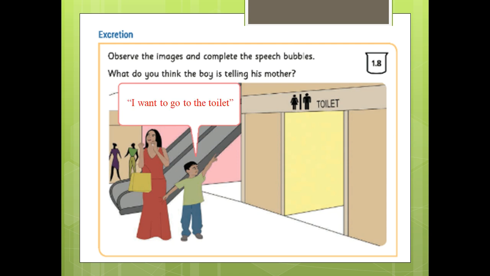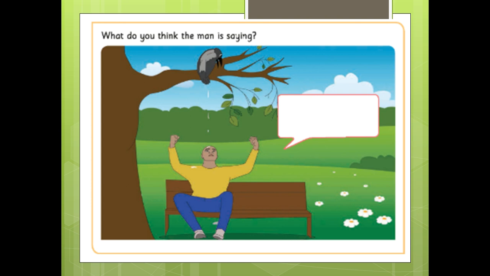Right. So now here is another picture. A crow is making dirt on the man. So what do you think the man is saying? Yes. Oh no, a crow has dirtied me.